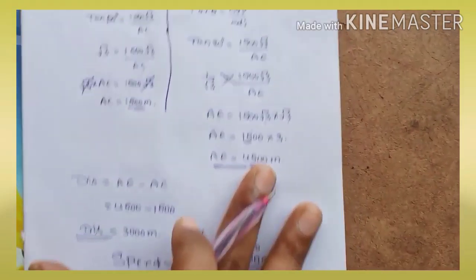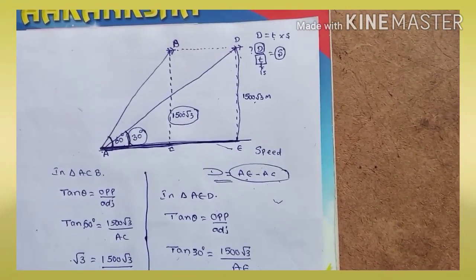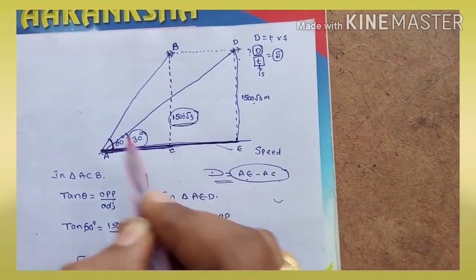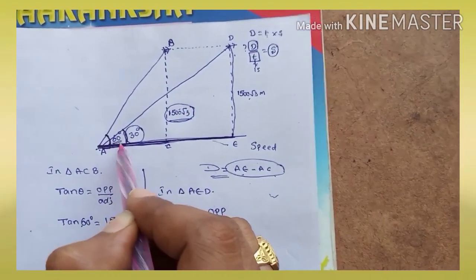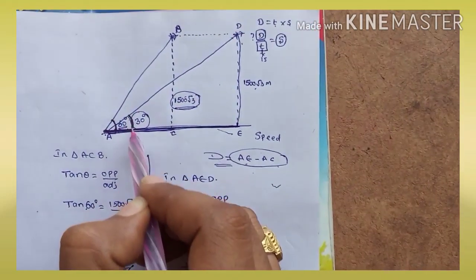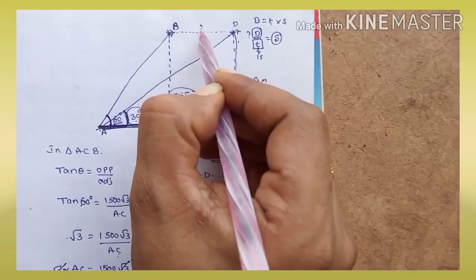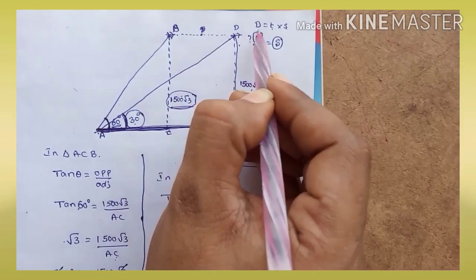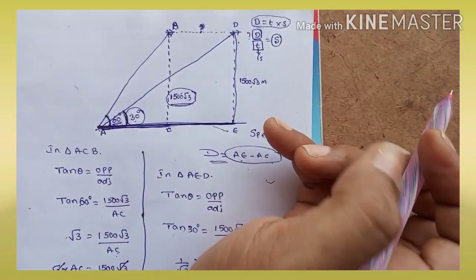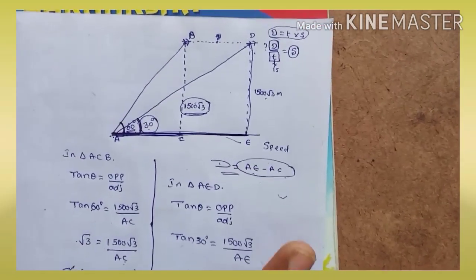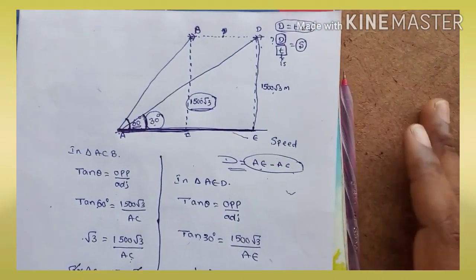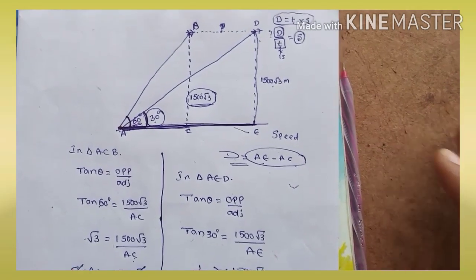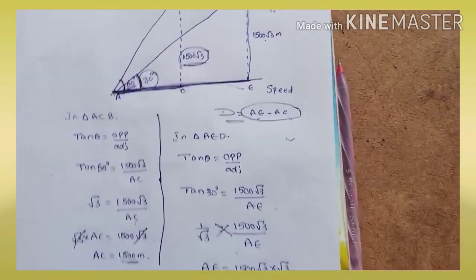Okay? This is a problem. Try to understand the diagram. From A, altitude at 1500 root 3, first time observing at 60 degrees, after 15 seconds observing at 30 degrees. Now what is the speed of the jet plane? Based on the distance you can calculate, right? If you have any doubt, watch the video once again, then you will be able to understand, my students. Okay, let's go for the next problem.